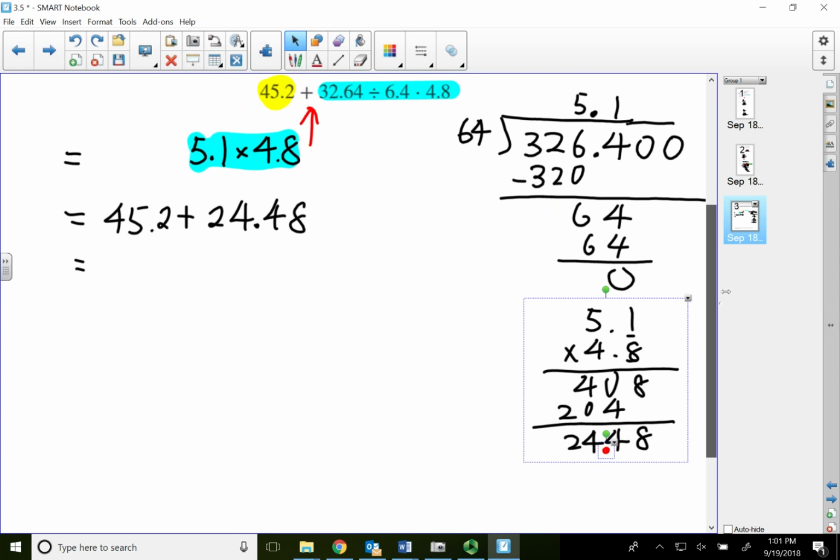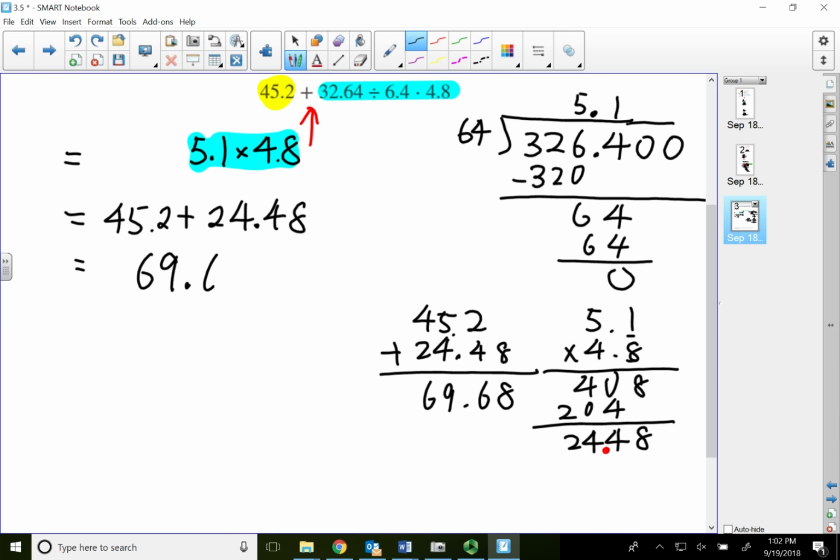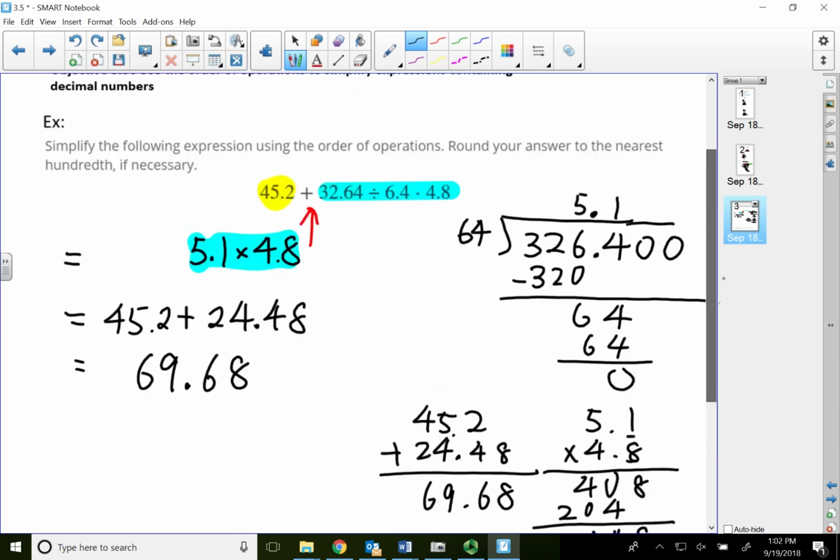All right, let's do a quick addition here. That's 45.2 plus 24.48. I know there's a 0 here. 0 plus 8 is still 8. 2 plus 4 is 6. This is a 9. That's a 6. So my actual answer is 69.68. My 8 is in the hundredth place, which I do have, and there's no other decimal place behind the 8, so this is my complete answer.